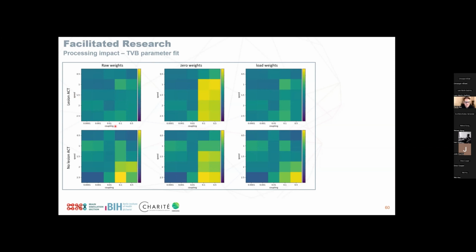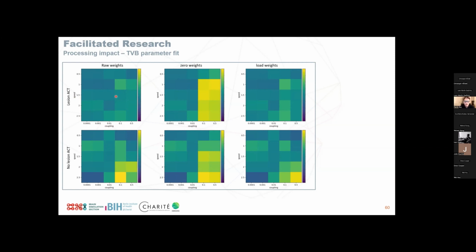And just as a proof of concept, basically, we can see that even these slight differences in our TVB model and how we embed the actual lesion information significantly drives what parameter combination we get in TVB as these optimal combinations.